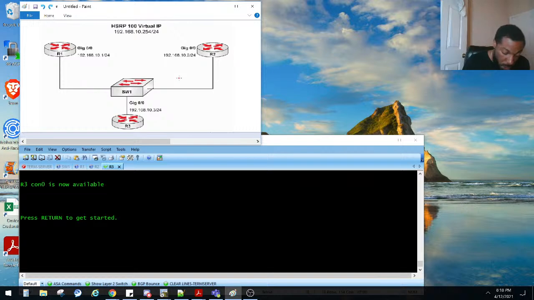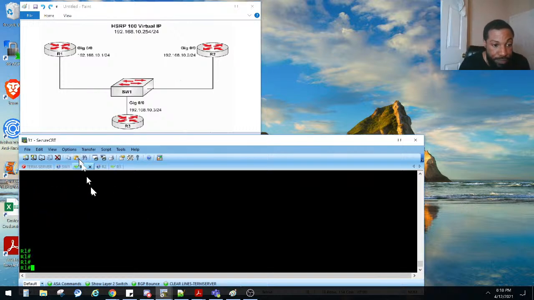So task 1 is to configure the host names, router 1, router 2, router 3, right? Which I think I've already done. So this one's router 1, this one's router 2, and this one's router 3. That's the beauty of me having my hardware and not having to do that part. I hope y'all know how to configure a host name. I'm pretty sure y'all do.